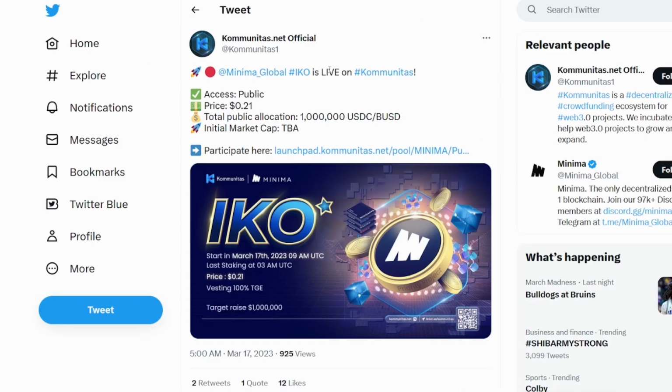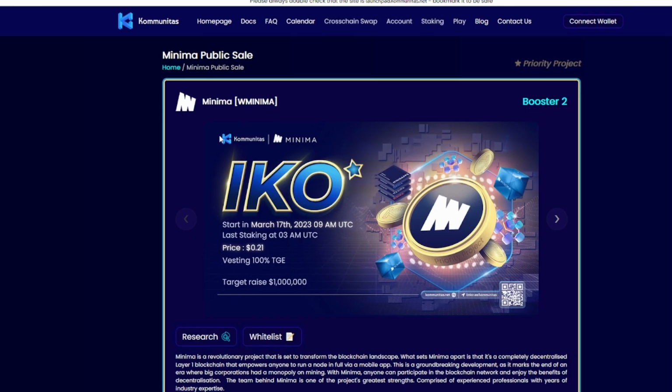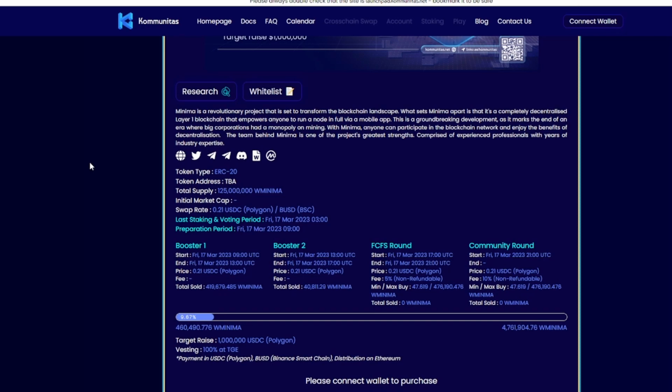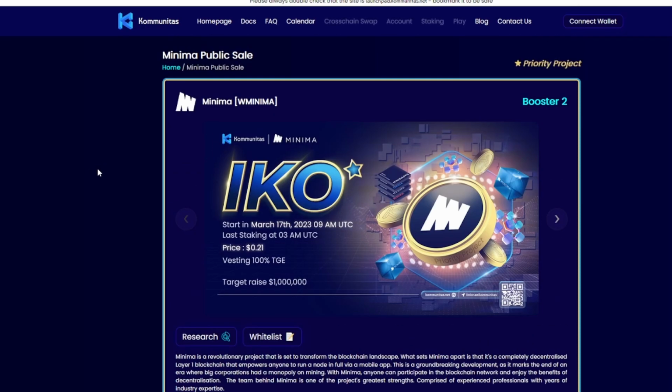If we jump a little bit farther, you can see that they did have a Twitter post from communitas.net. And this will actually bring you over to participate at the ICO on the launchpad of communitas.net. So if you guys are interested, like I said, I'll post these links. You'll be able to look a little bit farther into Winima or Minima Wrapped and understand how you can get these tokens and why it's a project that has a lot of potential.